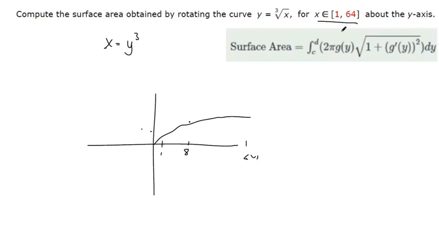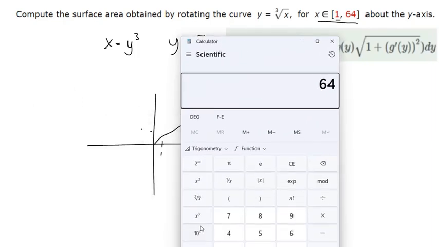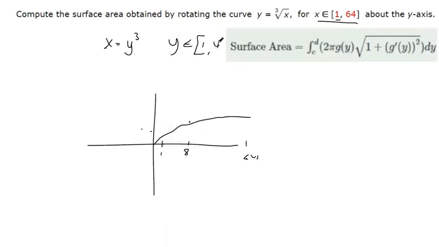Instead of integrating between 1 and 64, we want to integrate for the y coordinates. If you plug in 1 into this function, you get out y is 1. And then if you plug in 64 into this function, the cube root of 64, if you have a calculator like this, you could do 64 to the 1/3 power, 0.33333333. So that's 4. So that's the change. We changed the variable, so we had to change from x to y's for our integration.